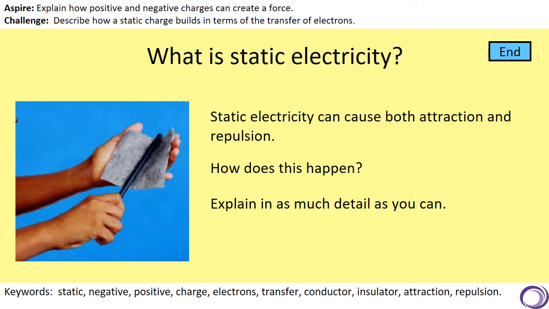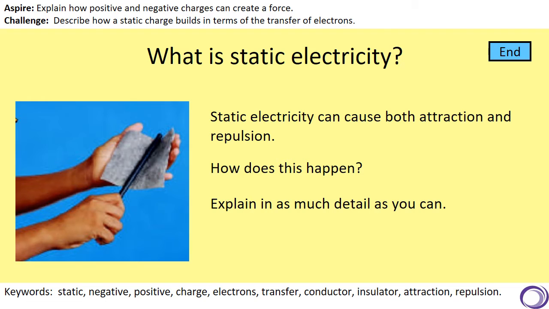So let's talk about attraction first. With attraction, you end up with one object that's got a positive charge because it's lost electrons, and the other object would end up with a negative charge because it's gained electrons. So in the diagram there, that rod rubbed on that cloth could give you a negative cloth and a positive rod. Those differences in charges will cause attraction.